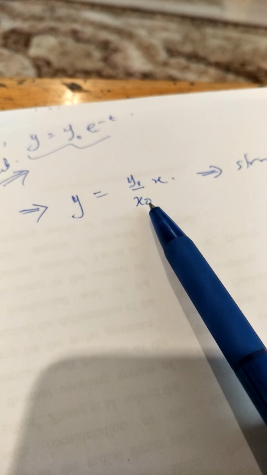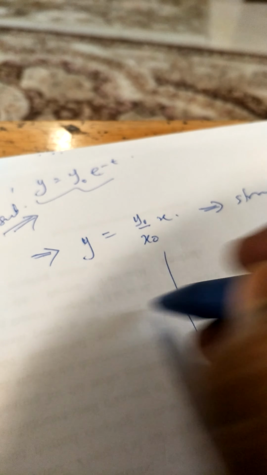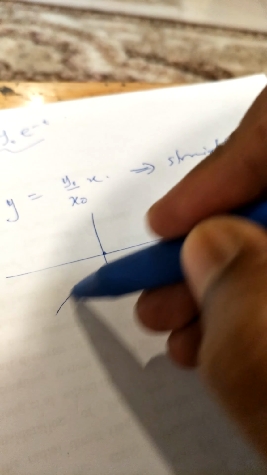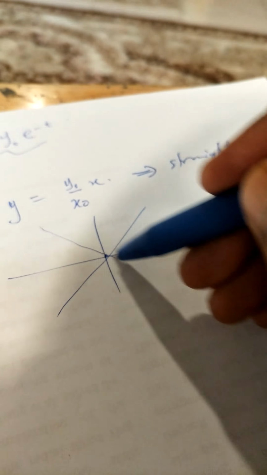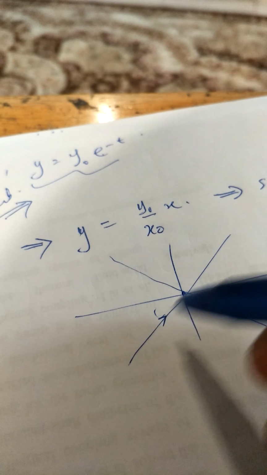A straight line, with differences depending on x naught and y naught. Okay, so in this case, let's say this is our critical point. The trajectory looks like that. So it goes inside because we have negative here.